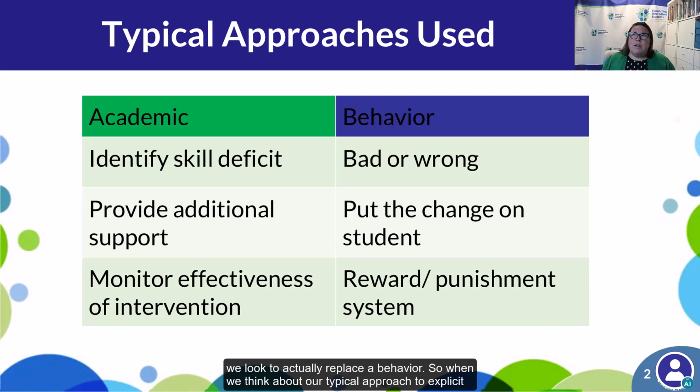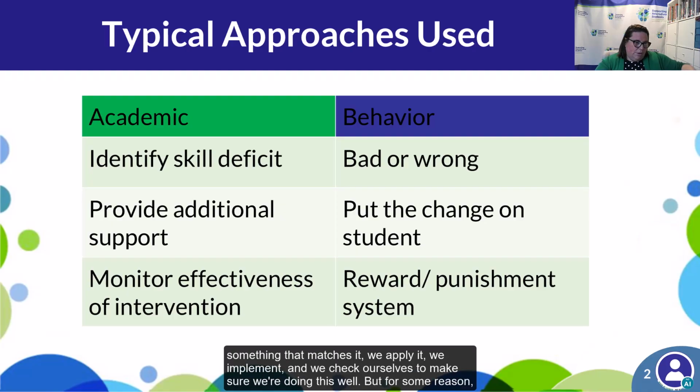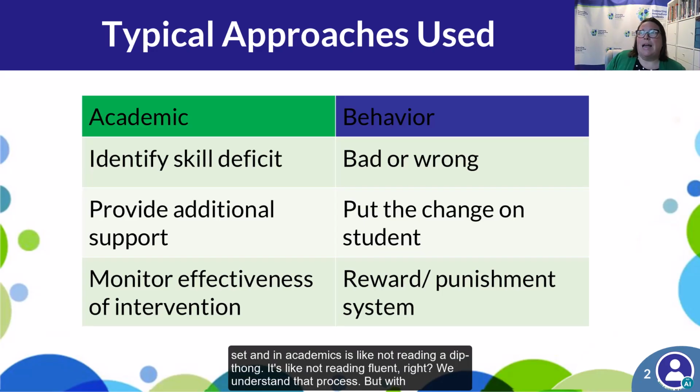So when we think about our typical approach to explicit instruction, we've got the academic thing down. If we see a need, we say, here's the deficit, we find something that matches it, we apply it, we implement, and we check ourselves to make sure we're doing this well, right? But for some reason, the social and emotional skill sets, which have an output we call behavior, right? So the output of not reaching a skill set in academics is like not reading fluently, right?